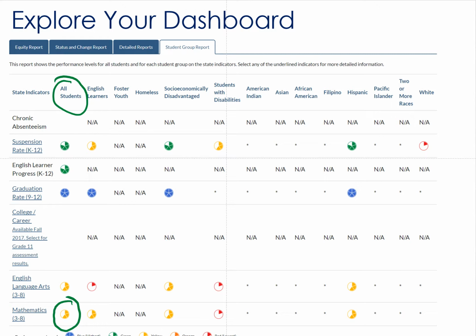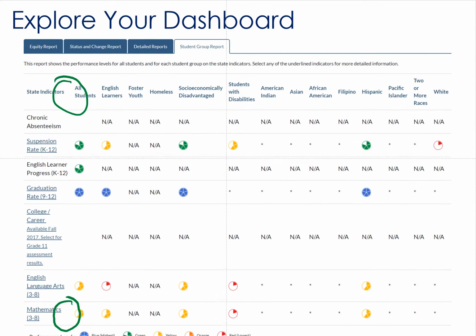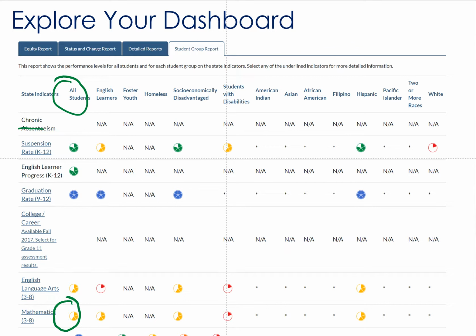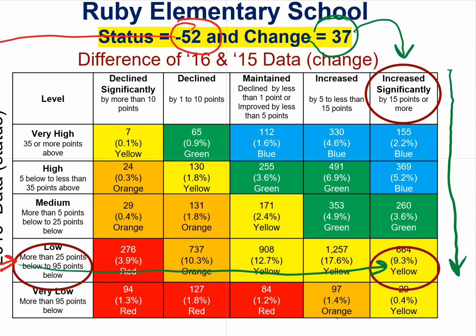So there's status and change information for suspension rate. We also have it for English learner progress, graduation rate, college career indicator, that will be coming, English language arts, and math. If you're wondering where these colors are coming from, they come from this idea of 5x5 grids. The 5x5 grids are all about status and change.